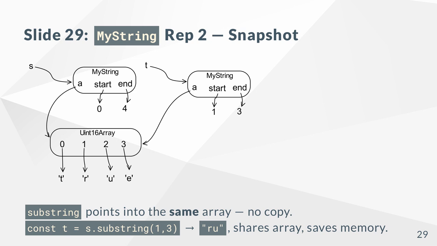No copying happened. This is the power of the optimization. And crucially, the client code does not know or care about any of this. From outside the ADT, s and t behave exactly the same as they did with the first implementation.